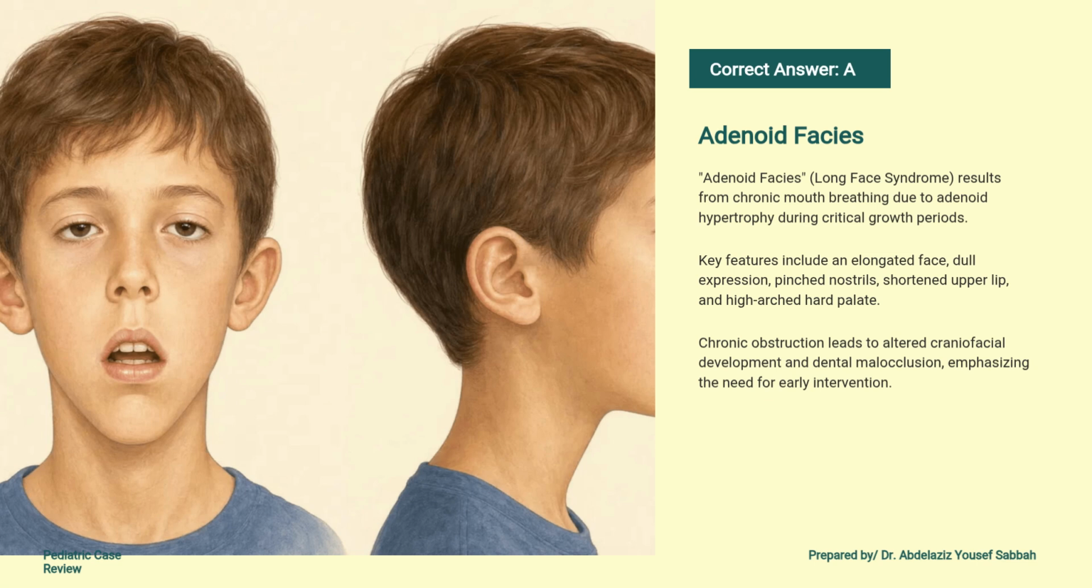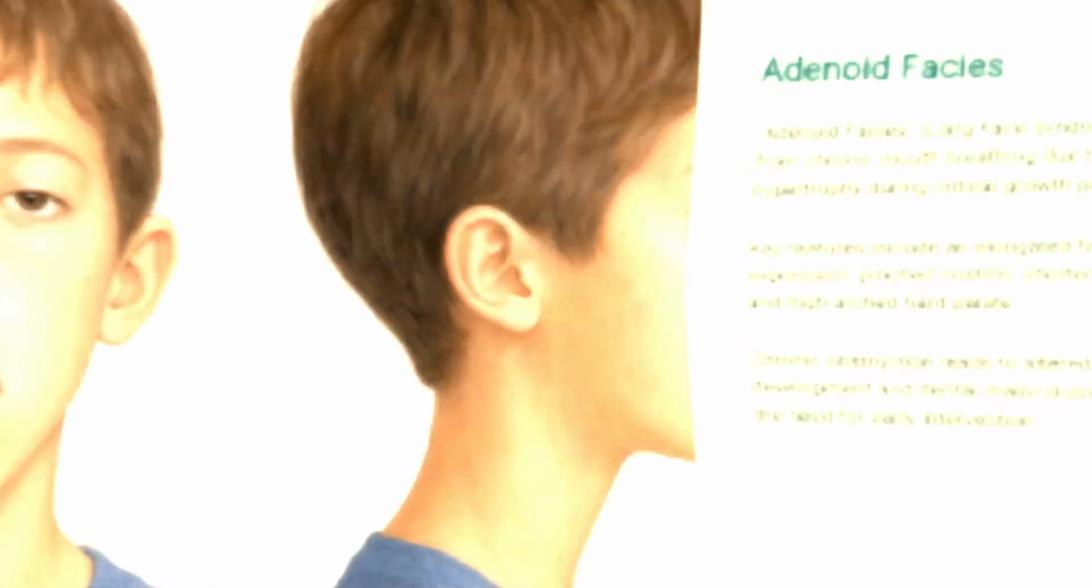Crouzon syndrome, Pierre-Robin sequence, and Treacher-Collins each have distinct genetic and structural features that are not produced by adenoid hypertrophy. The take-home message is that long-standing upper airway obstruction is not just a sleep problem. It can permanently shape the face, the bite, and the airway. Early recognition and intervention can prevent these changes.